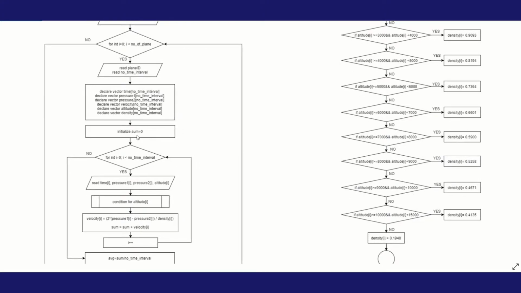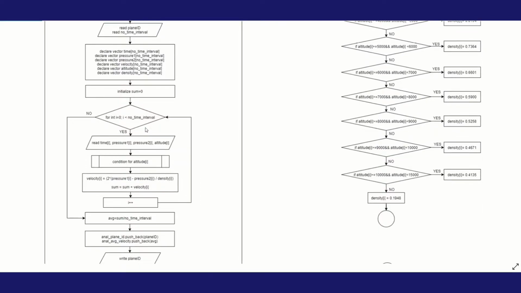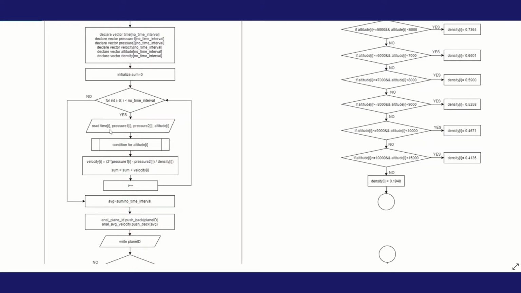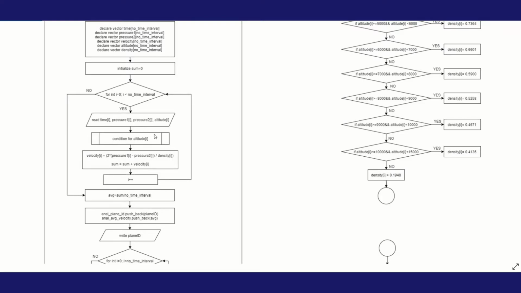And firstly, we initialize the sum equal to 0, and then we enter the first inner loop, and then we look at the condition if i is lesser than the number of time intervals that we asked for from the input before. If yes, then we read the time, the pressure 1, the pressure 2, and altitude, and then we store them in the respective vectors. And then we are going to look at the condition of the altitude. This is the subprocess part.